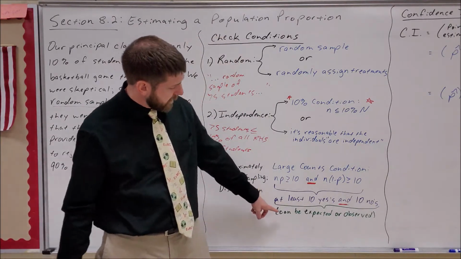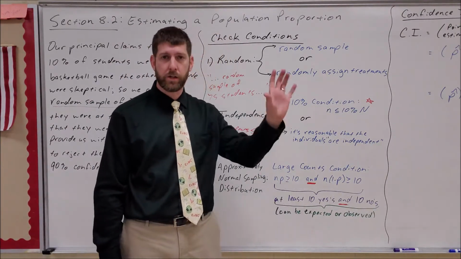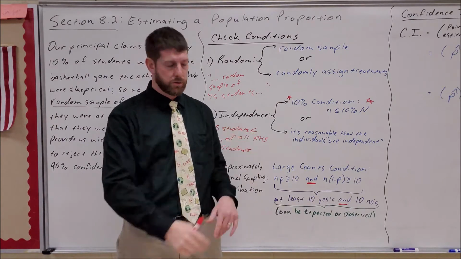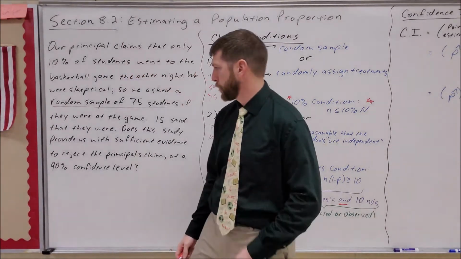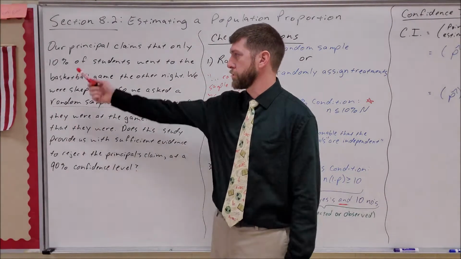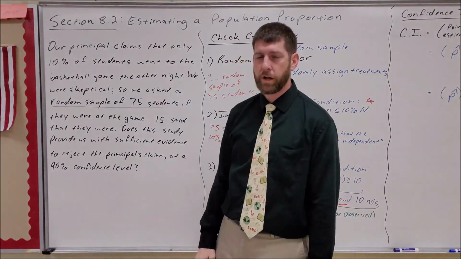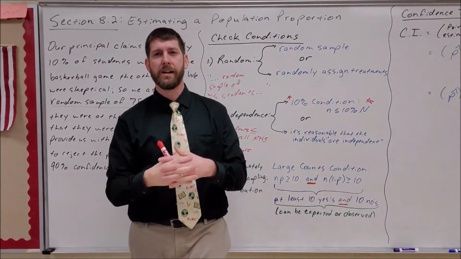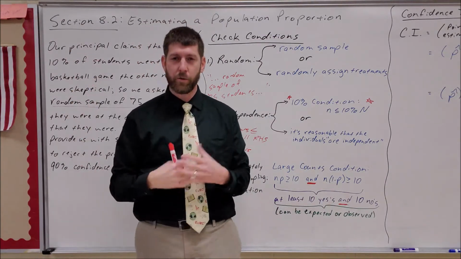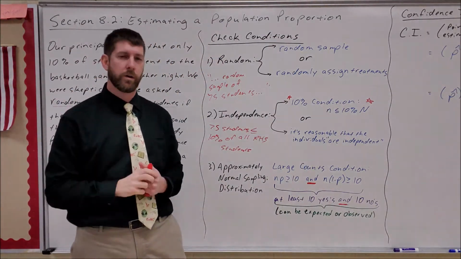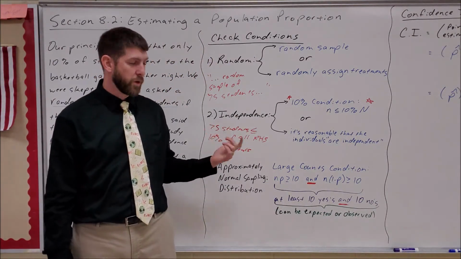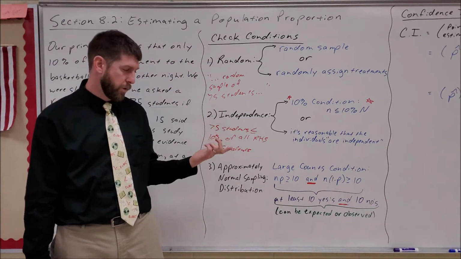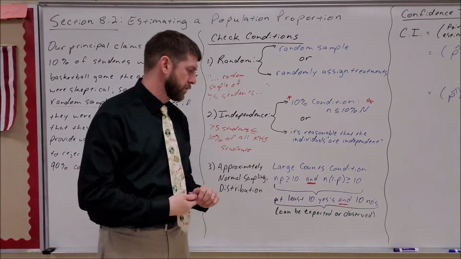So it can be the expected, if we know or have a good idea of what's going on in the population, or it can be the observed. Now, since I'm pretty sure our principal just pulled this 10% out of thin air, we're not going to say that that was a well-designed estimate of what's going on in the population. I think he was just throwing off a comment. So we're going to use what we've observed. So it can be expected or observed.